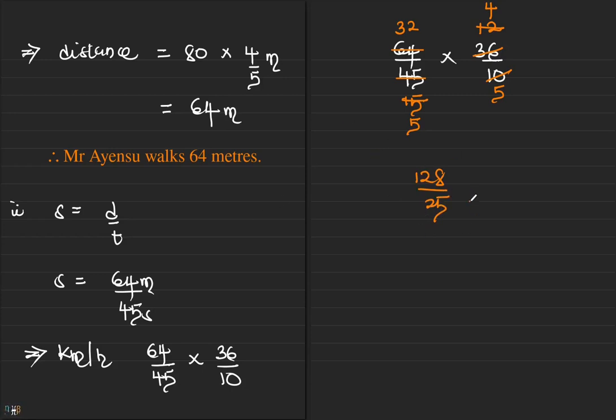At this point, you can do your long division or punch it on your calculator, and that is going to give you 5.12. And take note, this is in kilometers per hour. So this is Mr. Ayensu's speed in kilometers per hour. So we can then say, therefore, Mr. Ayensu's average walking speed is 5.12 kilometers per hour, and that is all. So that ends our lesson on this question.